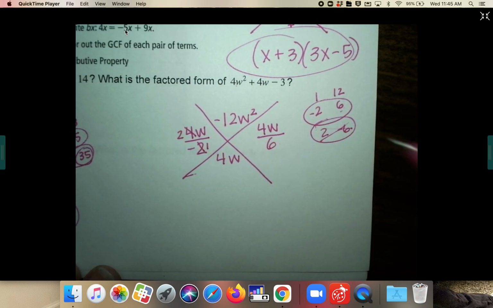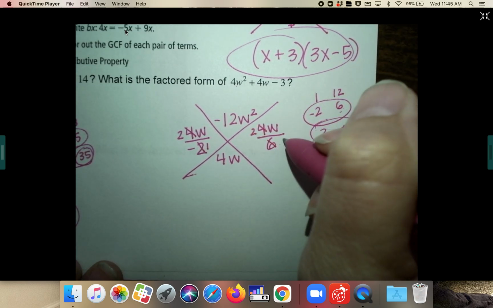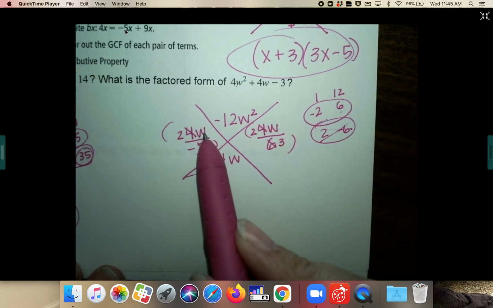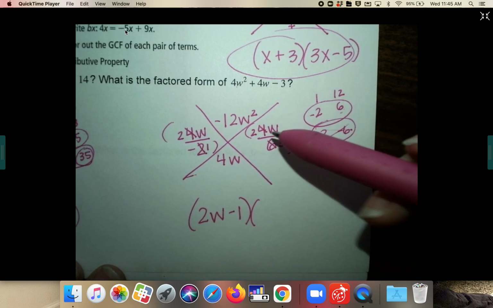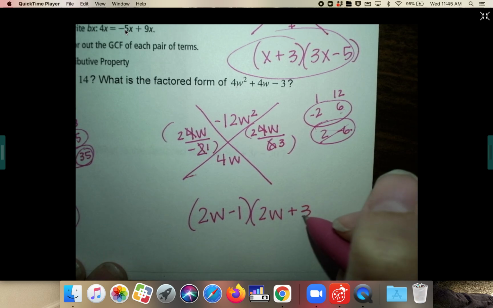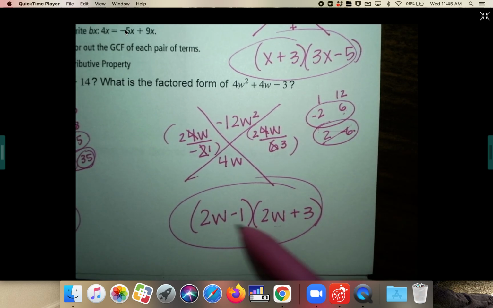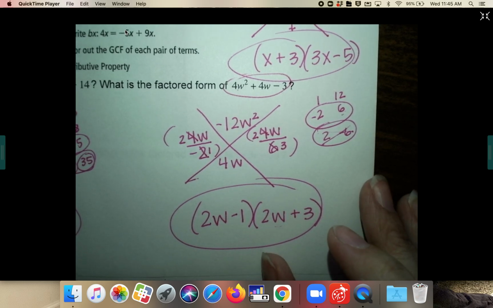And 4 and 6 both divide evenly also by 2. So that would be 2 and 3. So my answer in parentheses is 2w minus 1 and 2w, and that's positive 3. So plus 3. All right, again, anytime you want to check, foil it, box it, see if your answer after you foil or box what you got is the same thing that we started with. All right, let's look at the next page.